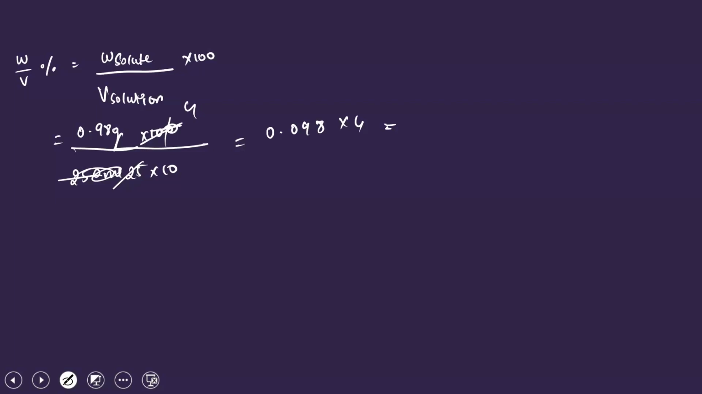4.0? How will it be 4.0? 0.098 into 4. 4 8s are 32, right, there 0. 9 4s are 36, correct. 36 plus 3 is 39. So 9, balance 3. So 0.392. The answer is 0.392.